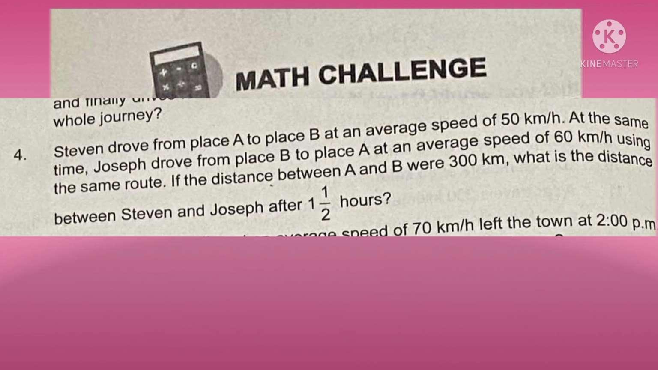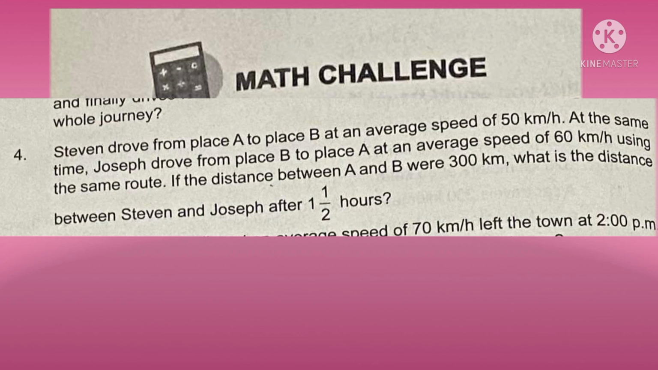Math challenge number 4. Steven drove from place A to place B at an average speed of 50 km per hour. At the same time, Joseph drove from place B to place A at an average speed of 60 km per hour using the same route. If the distance between A and B were 300 km, what is the distance between Steven and Joseph after 1.5 hours? Analyze and understand what is being asked. What is the distance between Steven and Joseph after 1.5 hours?